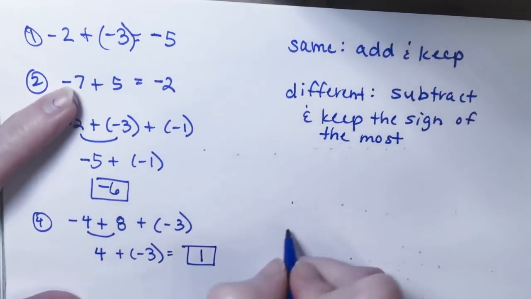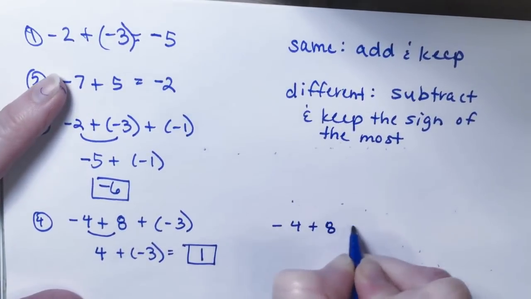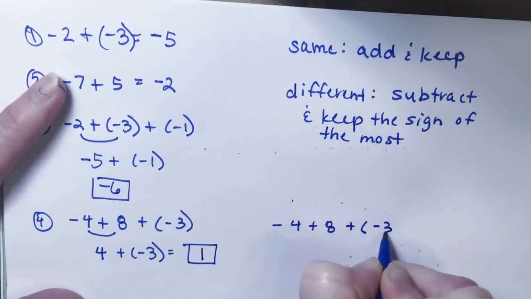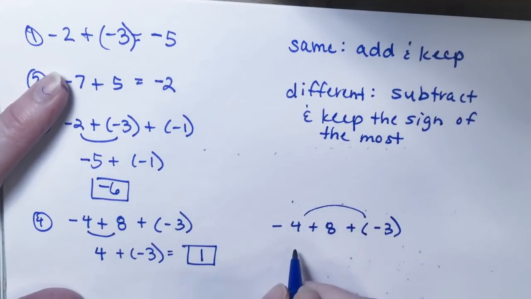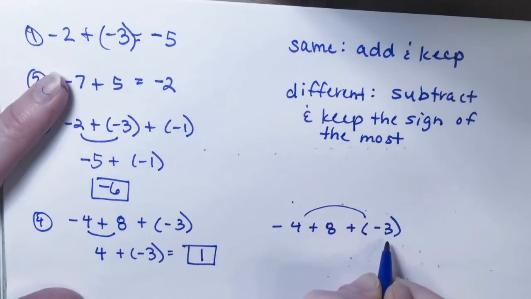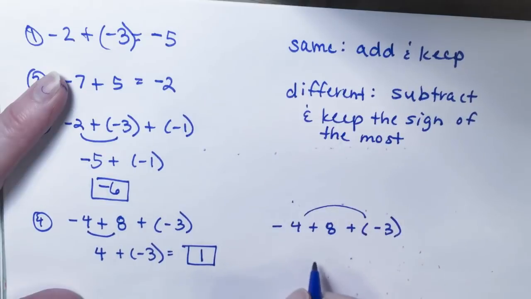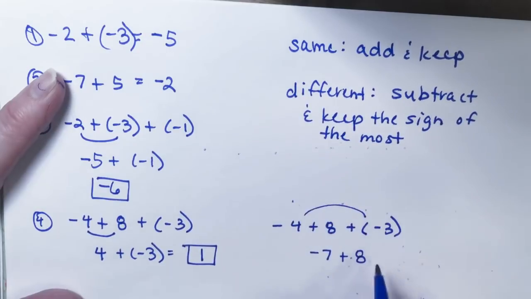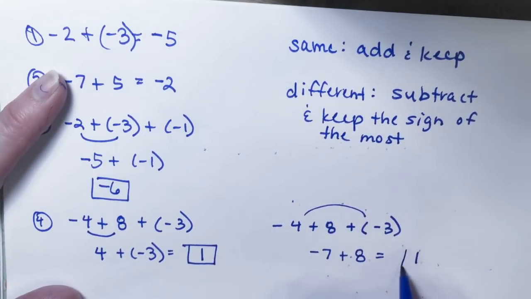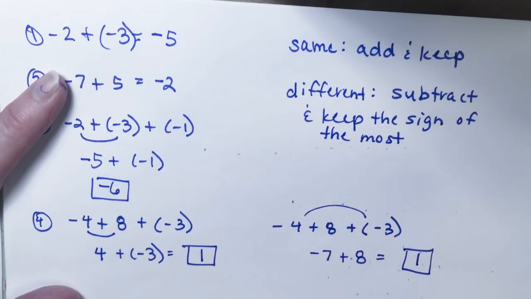Or another way to do this, because remember, addition is associative, I can add the two negatives together first. So -4 plus -3, they have the same sign. So I can add those, that's 7, and then I'm going to keep the negative, so -7 plus 8. And then these are different signs, so I'm going to subtract them and I'm going to get 1, there are more positives, so my answer is a +1. So just 2 ways to do that problem.